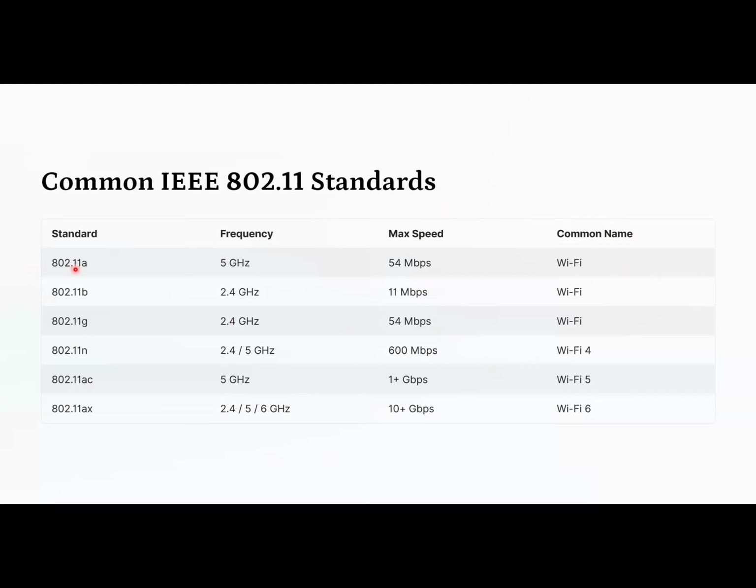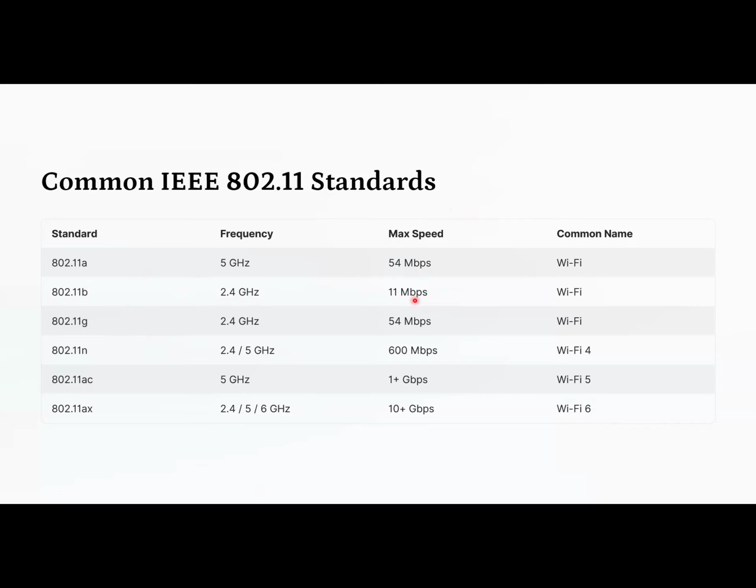So for 802.11a, b and g, those are the old ones. The A had a transmission frequency of 5 gigahertz, and the maximum speed was 54 megabits per second. Of course, the common names are all Wi-Fi with different numbers attached. Here, the B was able to transmit data through a frequency of 2.4 gigahertz, and the maximum data speed was 11.